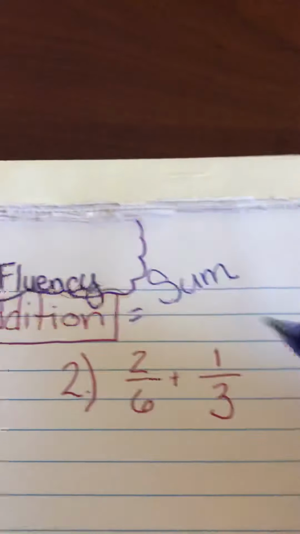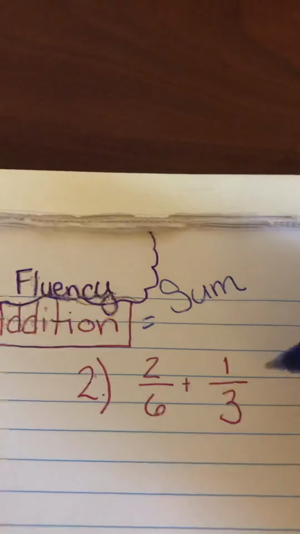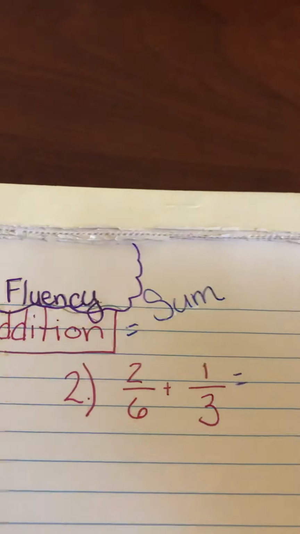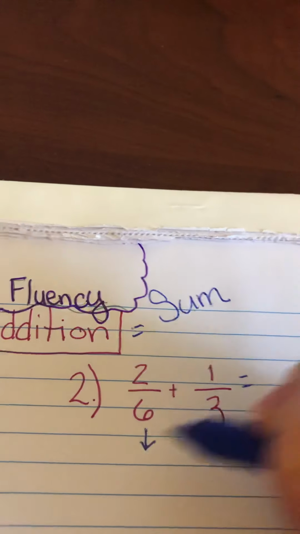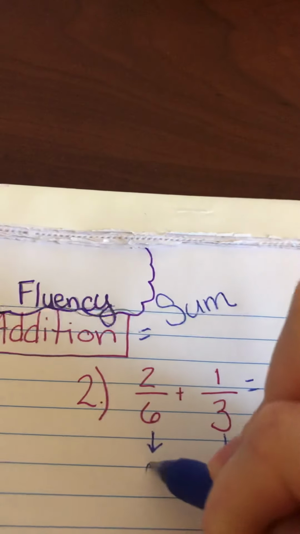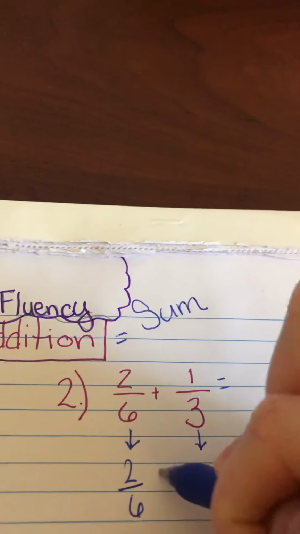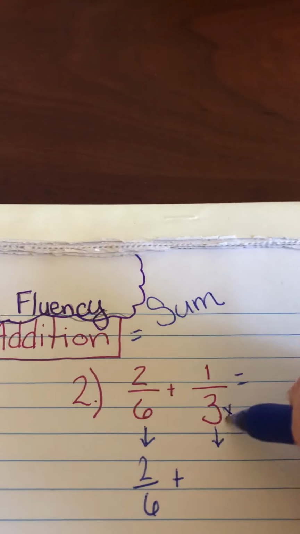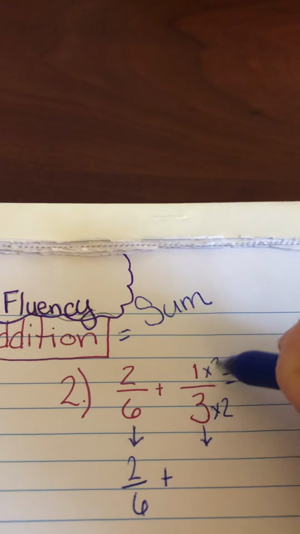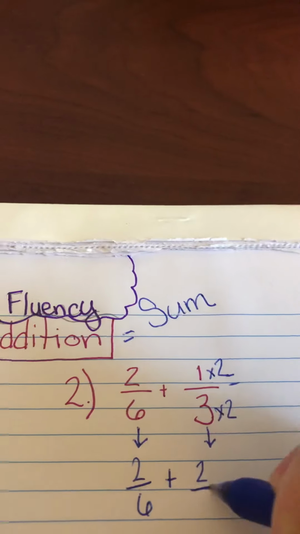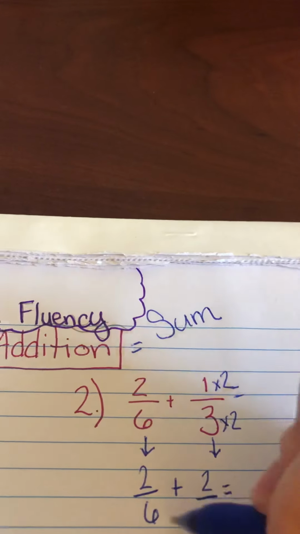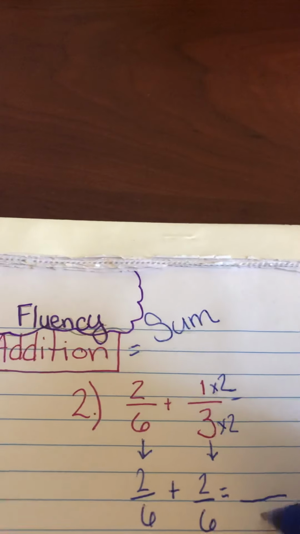All right, number 2. So you guys know we can't add this way. We got to find that common denominator. So a 6 and a 3, what do they have in common? You are correct, a 6. So we keep 2/6 the same. And then how do we get this 3 to a 6? Whatever you do to the bottom, you must do to the top. Oh, look at that. They're equivalent. So now we can add straight across once the denominator is the same.